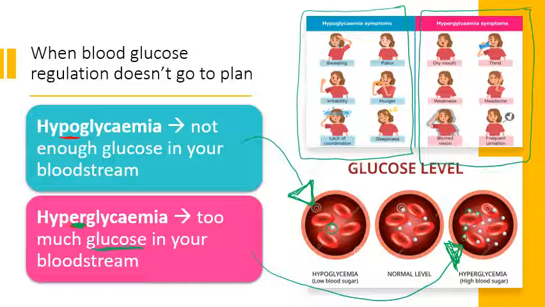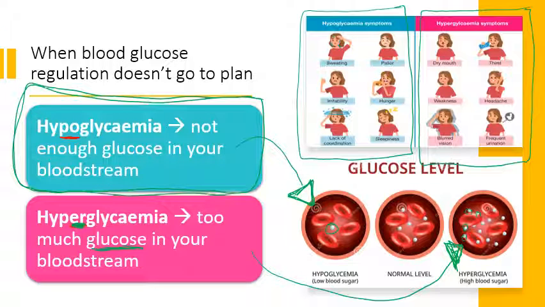Just to quickly recap, hypoglycemia is the one that is mentioned in your study design. You must know about this. It means having not enough glucose in your bloodstream, and a lot of the time, some diabetics can experience hypoglycemia where they don't have enough glucose in their bloodstream. Hyperglycemia, it would be really good if you guys know about it, but it's not a must to understand that one as it's not specified in your study design.